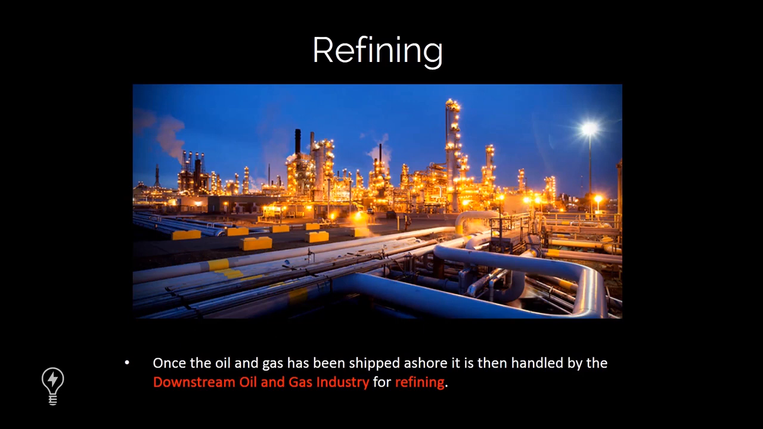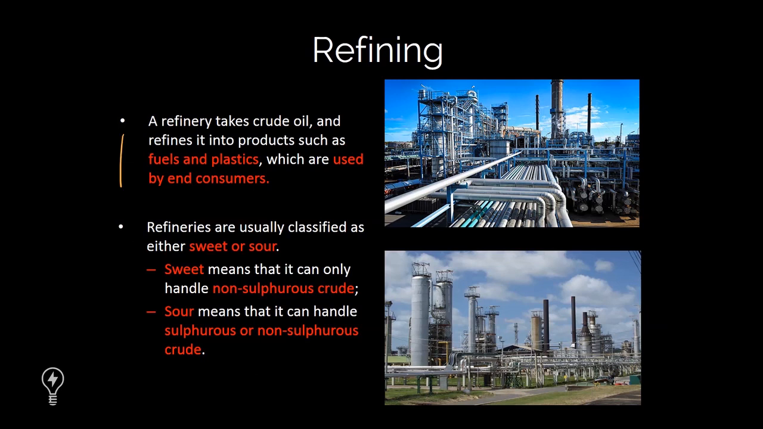So let's move on to refining. Once the oil and gas has been shipped to shore, it then goes through the process of refining, which is now part of the downstream oil and gas phase. Now, a refinery takes crude oil and refines it into products such as fuels and plastics, which are used by end consumers. Now, refineries are usually classified as either sweet or sour. A sweet refinery means that it can only handle non-sulfurous crude. On the other hand, a sour refinery means that it can handle both sulfurous and non-sulfurous crude oils.